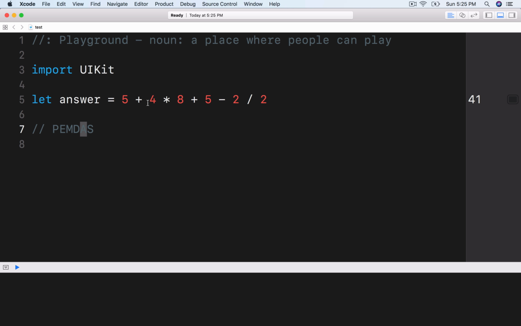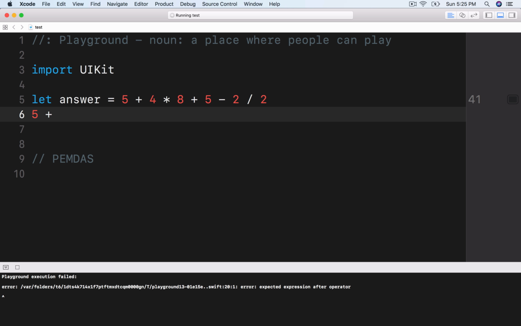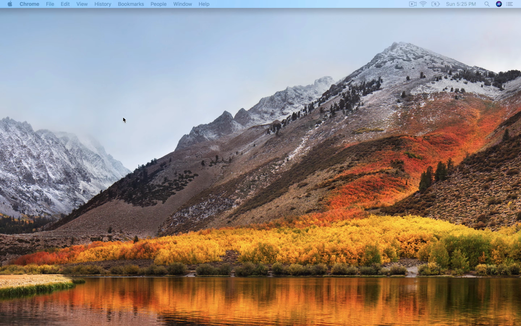So the way this is happening first, we have to follow PEMDAS. Right now there's no parentheses, so we don't have to worry about it. We don't have any exponentials, so we have to do the multiplication and then the division first. So we have multiplication right here, we have division right here. So basically this is becoming 5 plus, so 4 times 8 is 32, and then we got plus 5, and then 2 divided by 2 is 1.